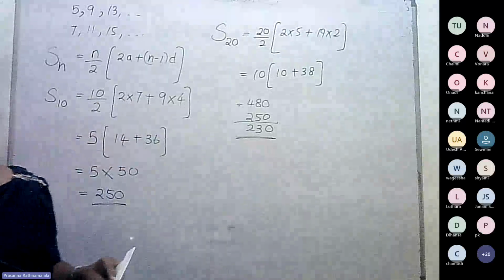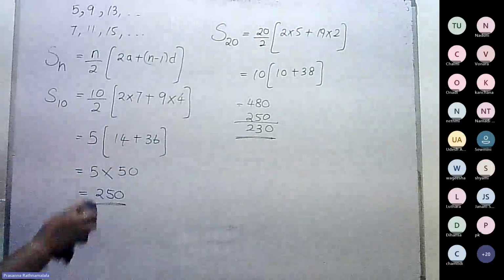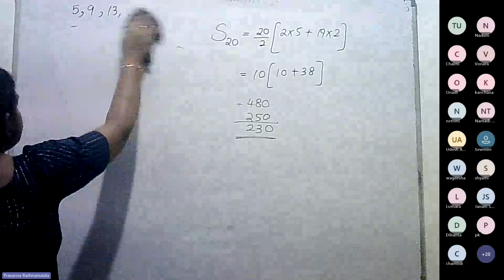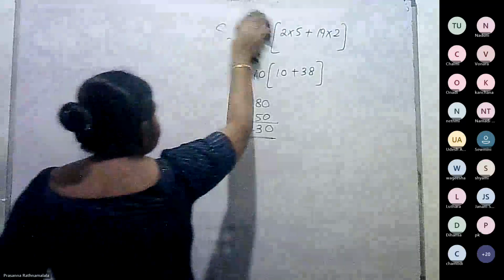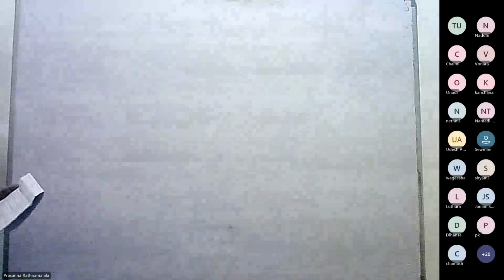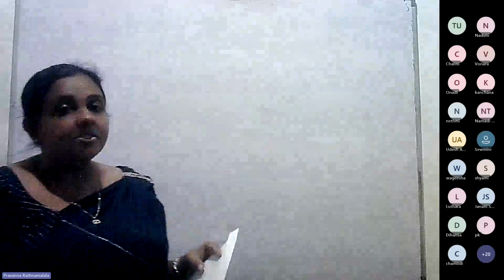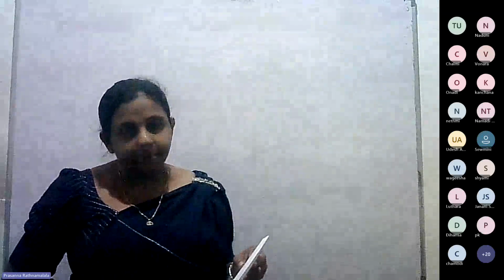Now let's move to the constructions. The next one is related to the construction. Okay, now listen to me. Then you have to use only the straight edge and the pair of compasses. And you represent the construction lines clearly.